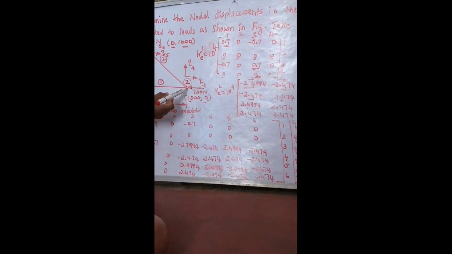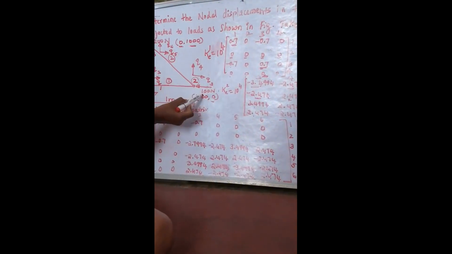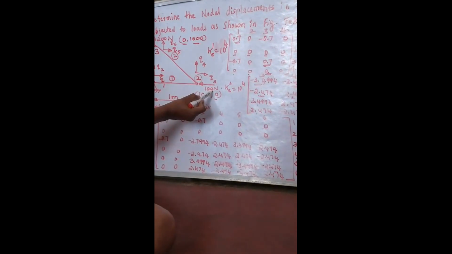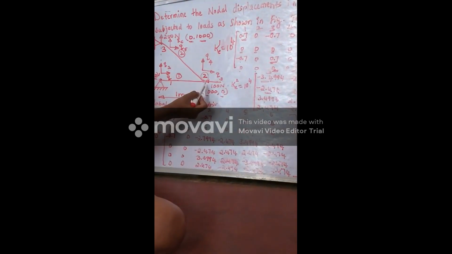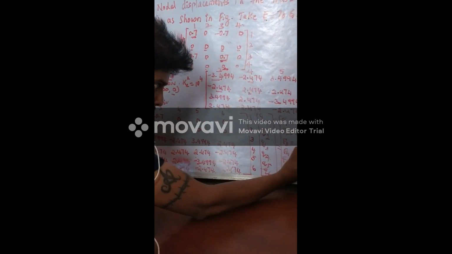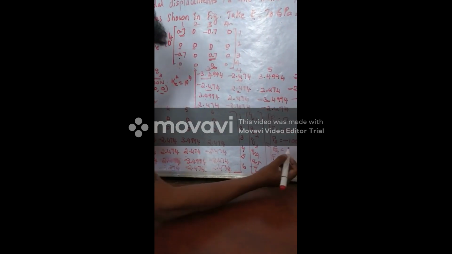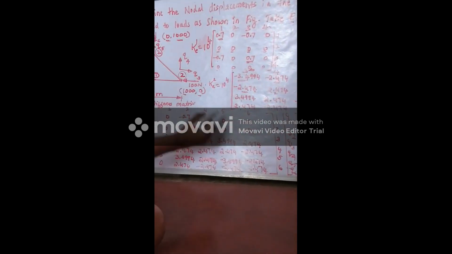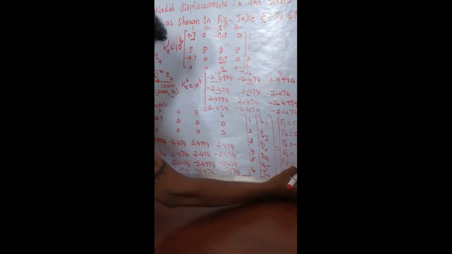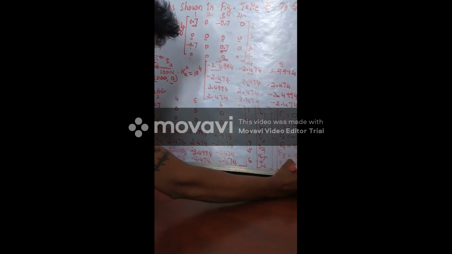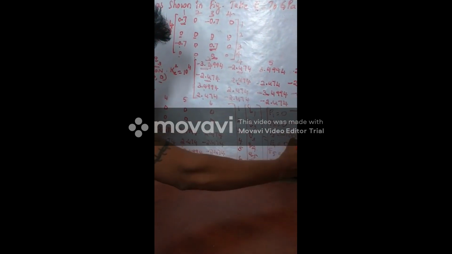And when it comes to node 2, in the x direction, there is a compressive load of minus 100 kilonewton. So F3 will be minus 100 Newton, and there is no load in y direction, so F4 will be treated as 0. And when it comes to node 3, there is no load in x direction, so F5 will be 0, and there is a tensile load of 200 Newton in the y direction, so it is taken as 200 Newton.